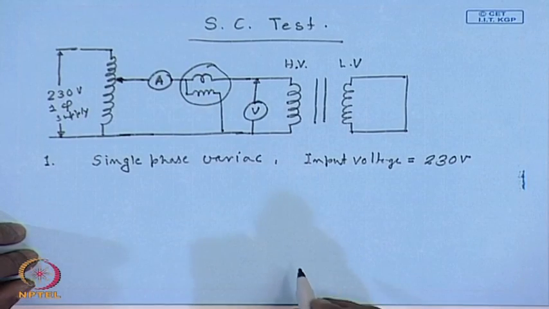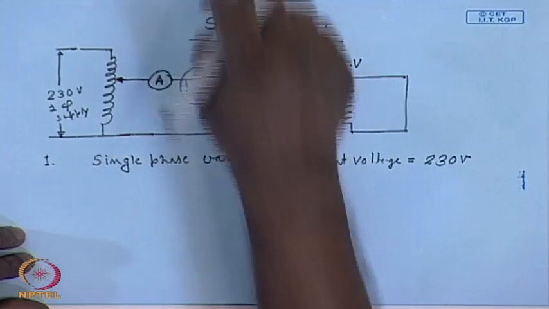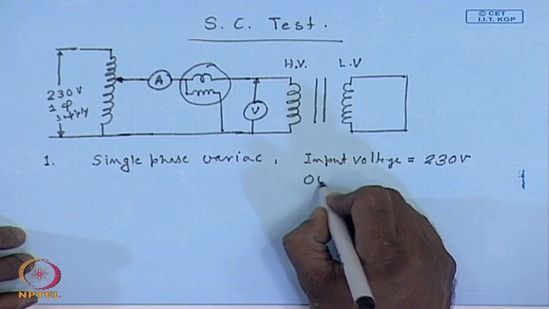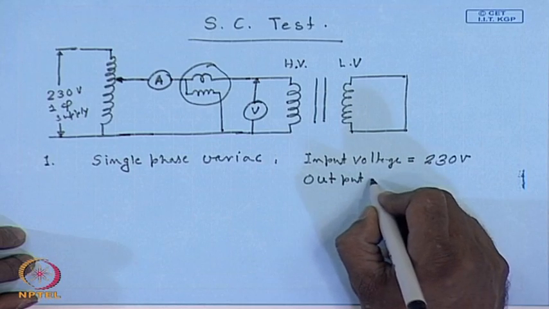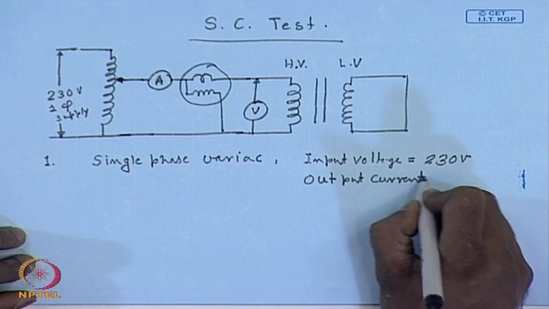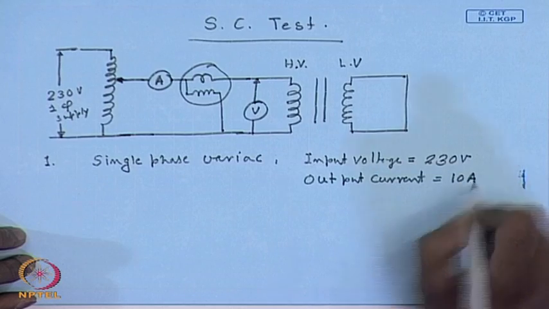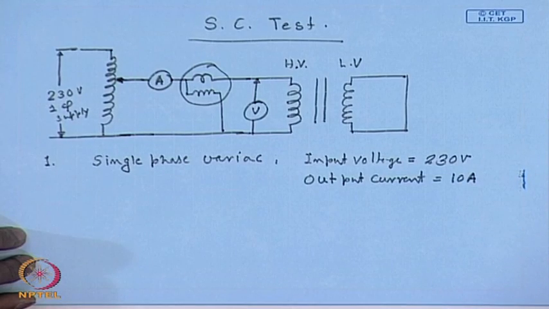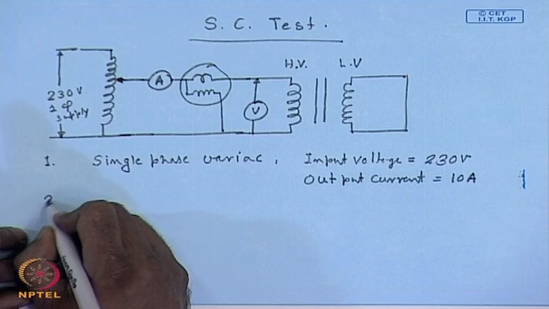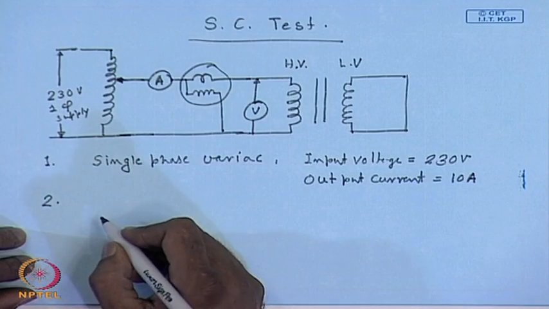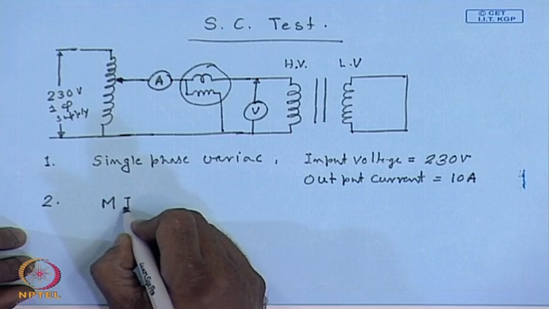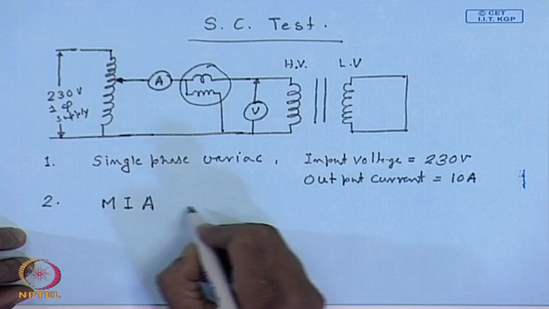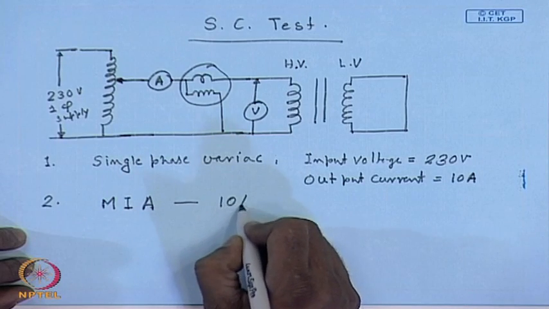The output should be able to carry at least the rated full load current of the single phase transformer. So, its output current should be at least 10 ampere. Then we need an ammeter, which should be able to measure AC. So, this is a moving iron type ammeter. This should be able to measure 10 amperes of current.